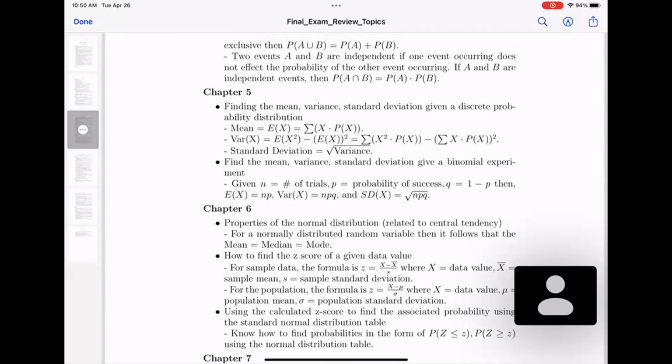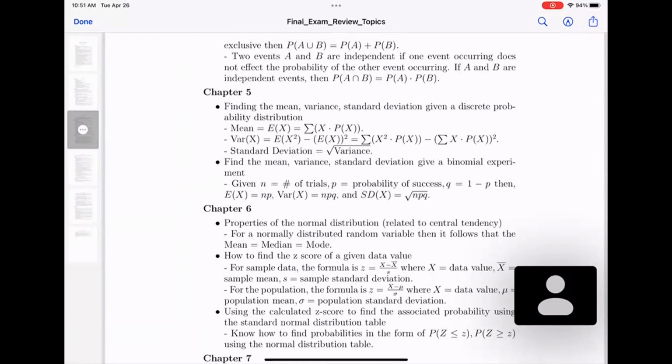So I made you do that on the first exam. Actually, I think I did. So the mean is just the expected value. So you can take each individual outcome that the random variable can take on, multiply it by its corresponding probability, and then add them up, and that would give you the mean. You could find the variance by that formula there.